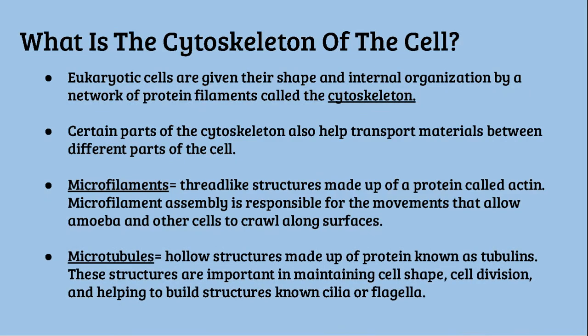We can also see microtubules. These are a type of cytoskeleton made up of a protein called tubulin. These microtubules aid in cell division. They can help the cell with its shape and can also build structures known as cilia, which are kind of like hair-like structures found on the outer parts of cells, or flagella, which is the tail-like structure we see in some cells that require movement.